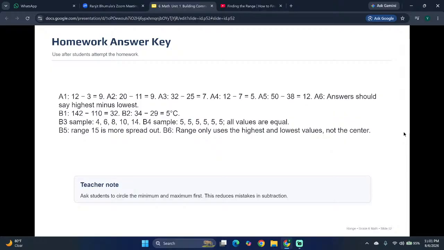B1, 142 minus 110 is equal to 32. B2, 34 minus 29 is equal to 5 degrees Celsius. B3, sample: 4, 6, 8, 10, 14. B4, sample: 5, 5, 5, 5, 5. All values are equal. B5, the range 15 is more spread out. B6, range only uses the highest and lowest values, not the middle.